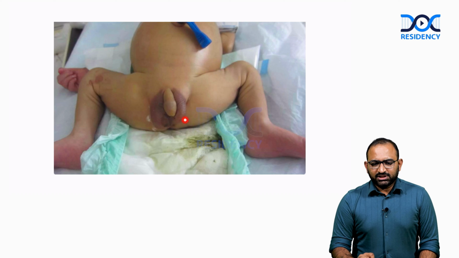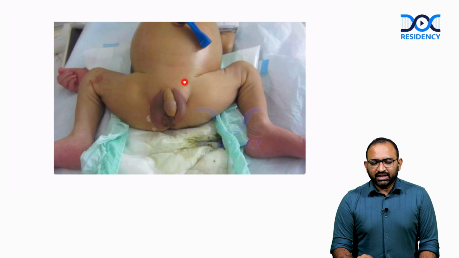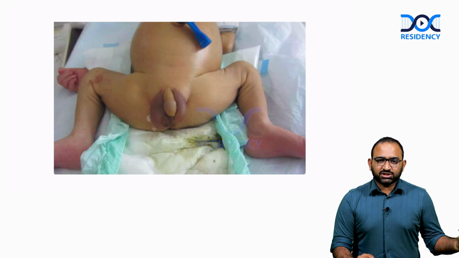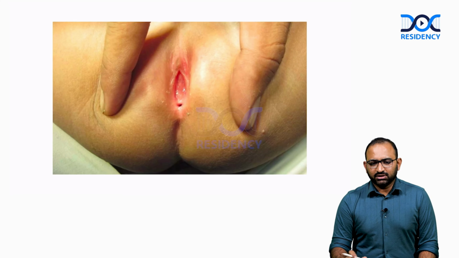This child has been passing meconium through the urine. There is no anal opening here. So most probably it is a high fistula. It is called meconuria. That is, they pass meconium through the urine, through a fistula into either the prostatic urethra or the bladder. Most commonly the prostatic urethra. So the meconium mixes into the prostatic urethra and comes along with the urine. So this is a high variant of anorectal malformation.